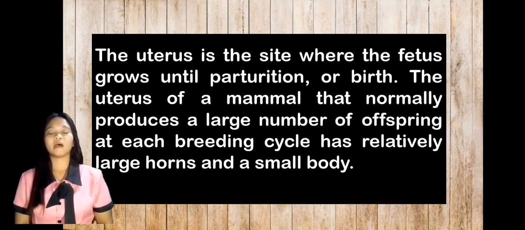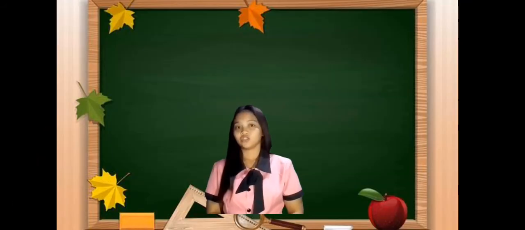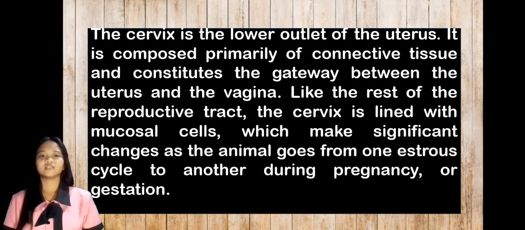The uterus is the site where the fetus grows until parturition, or birth. The uterus of a mammal that normally produces a large number of offspring at each breeding cycle has relatively large horns and a small body. In contrast, the uterus of a mammal that normally produces a single offspring or twins has smaller horns and a larger body. The cervix is the lower outlet of the uterus.